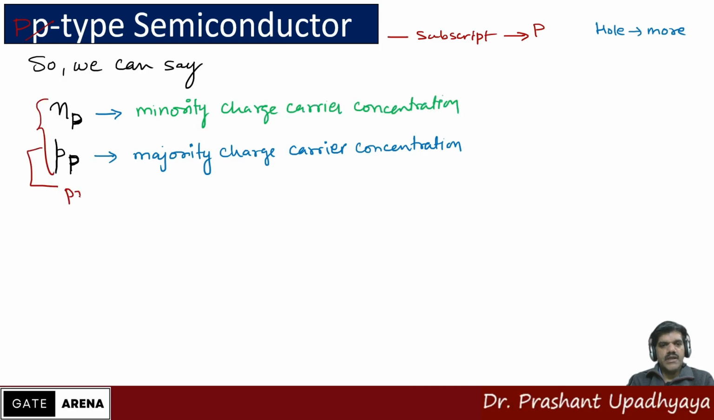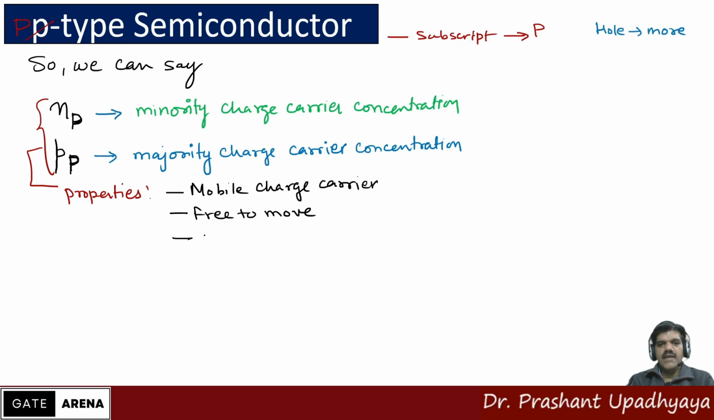We can write the properties as we have written for the n-type semiconductor. So these majority and minority charge carriers present in the p-type semiconductor are also known as the mobile charge carriers. When we refer to them as mobile charge carriers, we are saying that they are free to move, and that means they will cause the conduction in a semiconductor.